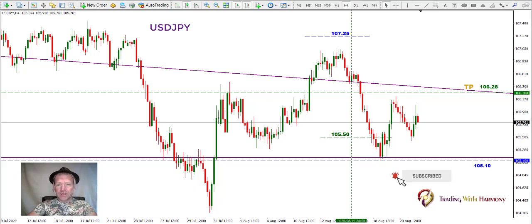So it came down and hit our TP at the 105.50. Okay, and then this support level here, it came down and hit that again. So let's see then, what I'm looking for this week is for price to continue up and hit our TP level, take profit at 106.28 in the dollar yen.